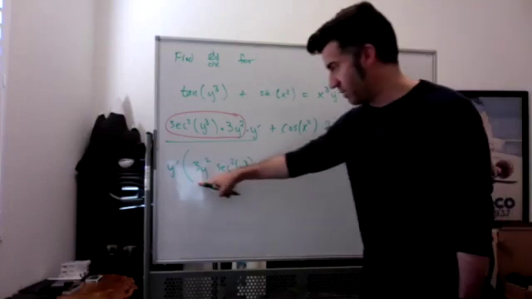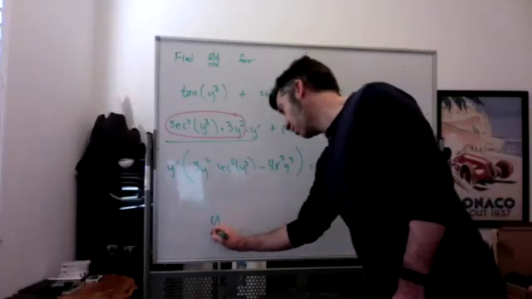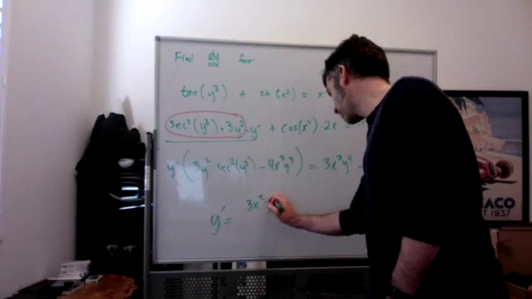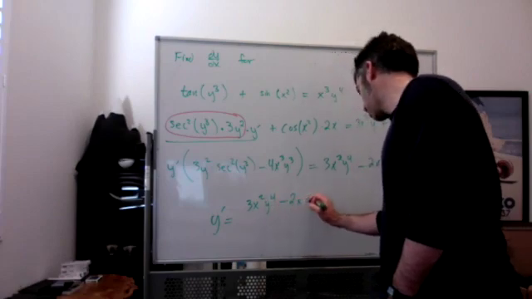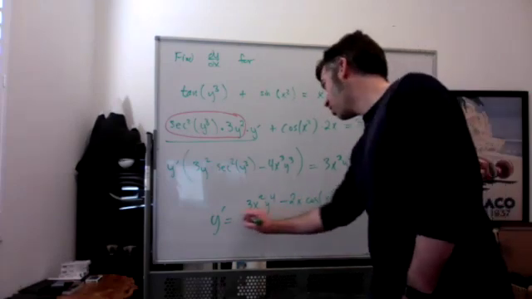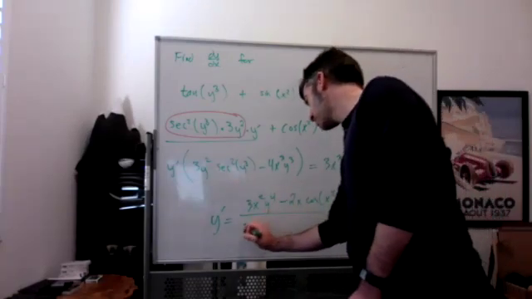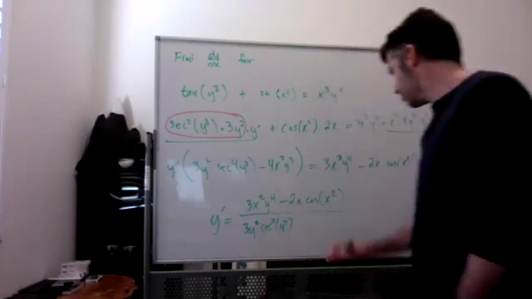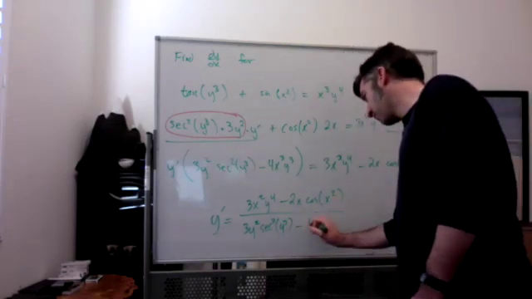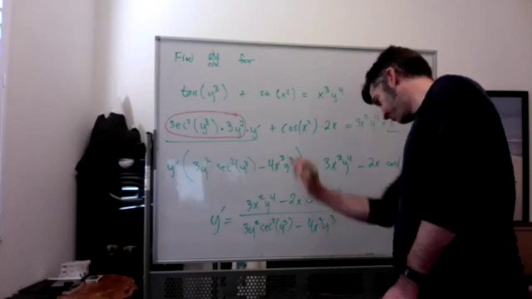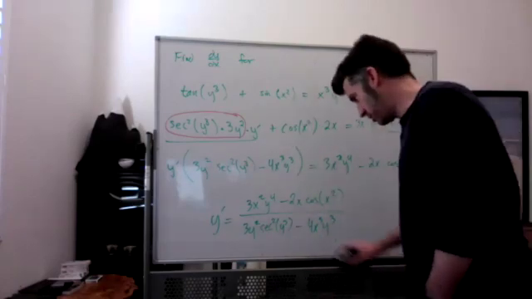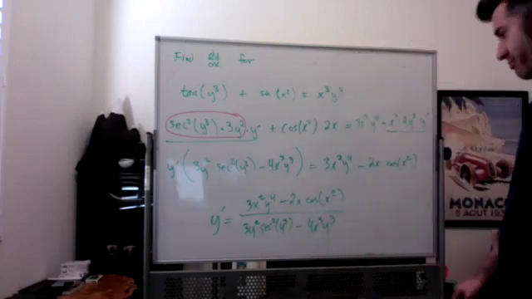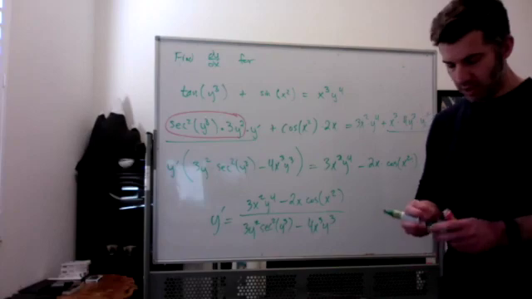Finally, divide both sides by this giant mess to get y prime equal to 3x squared y to the fourth minus 2x cosine of x squared, all divided by this mess, 3y squared secant squared of y cubed, minus 4x cubed. How disgusting. There we go. Some good old implicit.